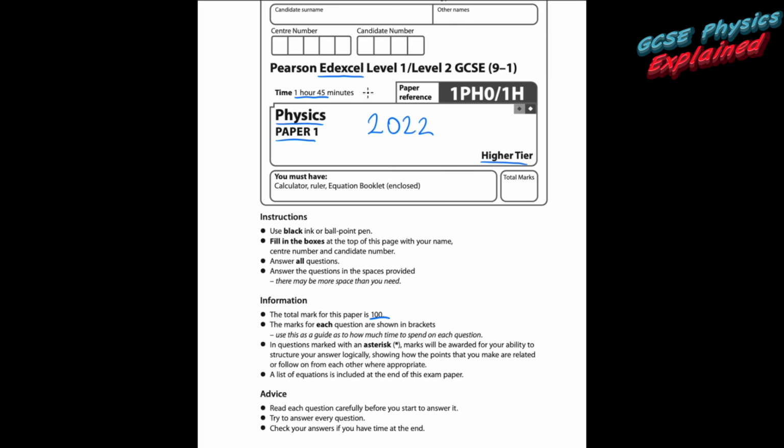Hello, here is a walkthrough for Pearson Edexcel. It's the physics triple paper, paper 1. You get 1 hour and 45 minutes. It's from 2022, the higher tier. It's worth 100 marks.